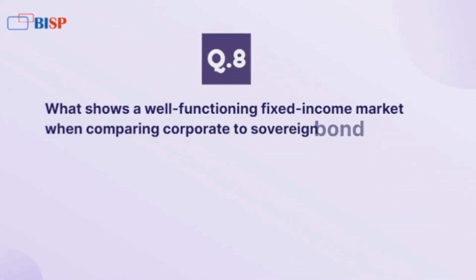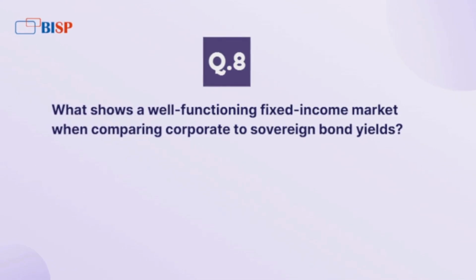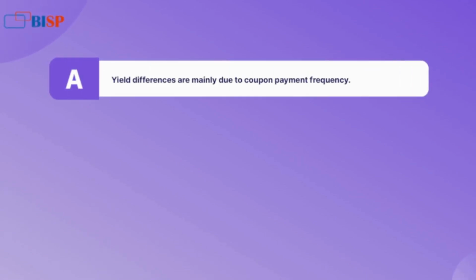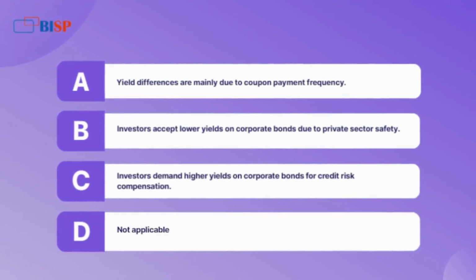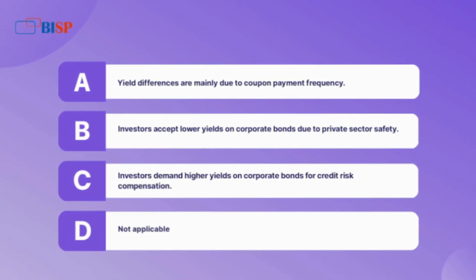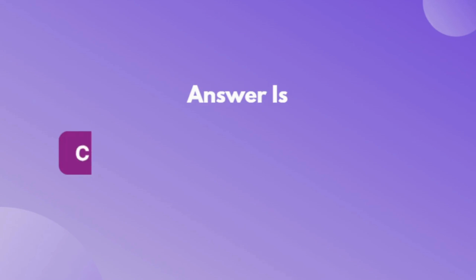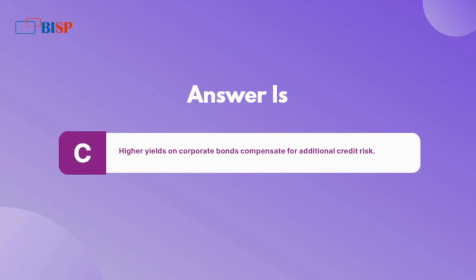What shows a well-functioning fixed income market when comparing corporate to sovereign bond yields? A. Yield differences are mainly due to coupon payment frequency. B. Investors accept lower yields on corporate bonds due to private sector safety. C. Investors demand higher yields on corporate bonds for credit risk compensation. D. Not applicable. Answer is C. Higher yields on corporate bonds compensate for additional credit risk.